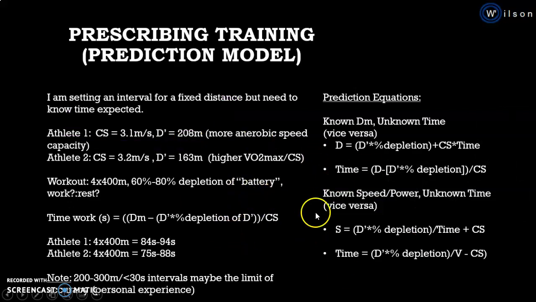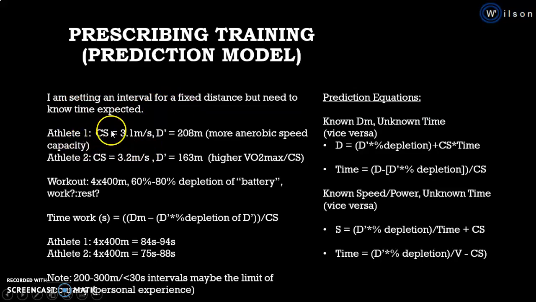If you want to pause this real quick to read all this, because it's kind of busy, please do so. However, I'm just basically going to go over an example of if I was a coach and how I'd use these mathematical prediction models to determine what my targets were for my athletes. On a certain day, I'm going to have an interval that has a fixed distance, but I don't know how fast the athletes will actually complete that distance.